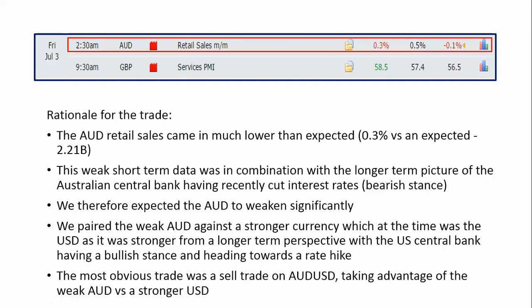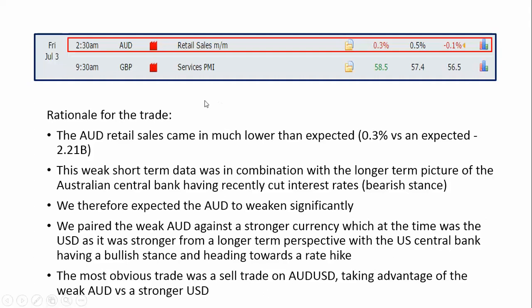So bad data from Australia. Consumers were not spending as much as the market expected. Obviously, that's detrimental to the Australian economy and detrimental to the local currency. So, the rationale for the trade: the Aussie retail sales came in much lower than expected.